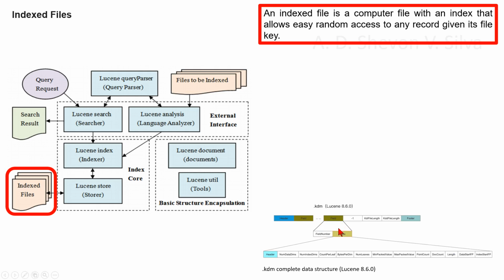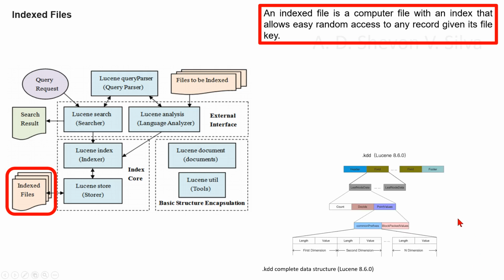Here you can see the .kdm complete data structure now. Here the .kdm consists of header and fields, -1, kdi file length, kdd file length and footer. Field consists of field number and index. Index consists of header, num data dims, num index dims, count per leaf, bytes per dim, num leaves, min packed value, max packed value, point count, doc count, length, data start fp and index start fp.